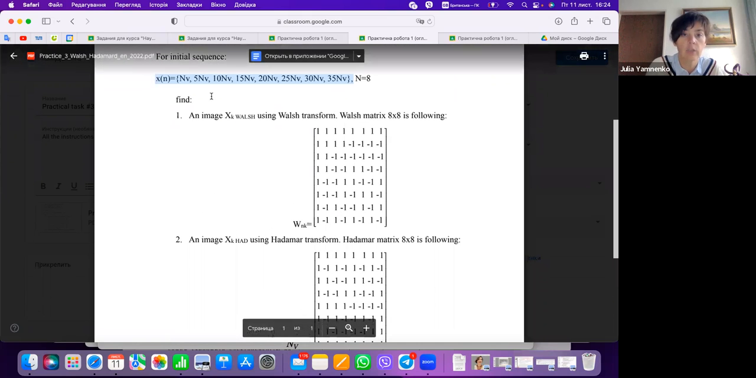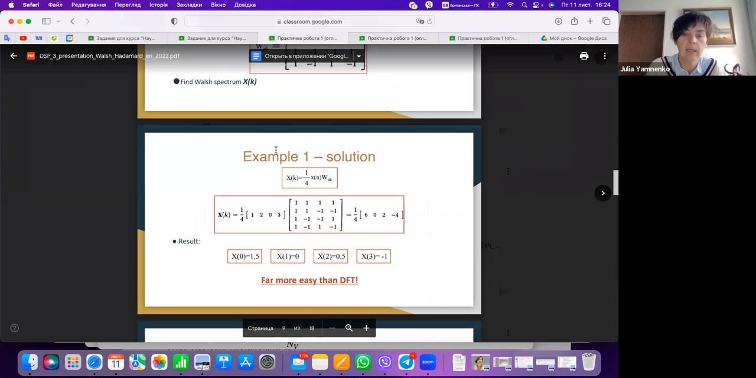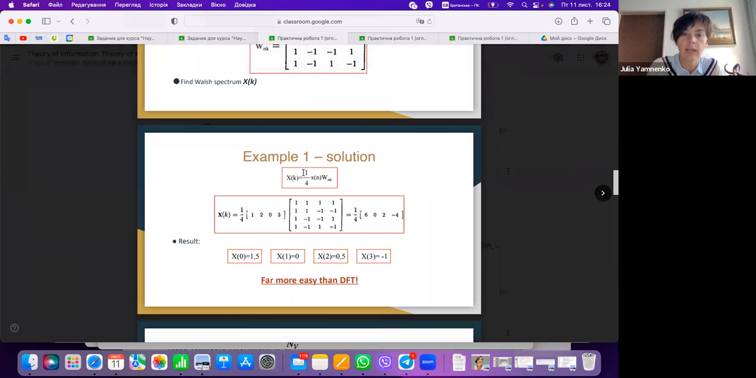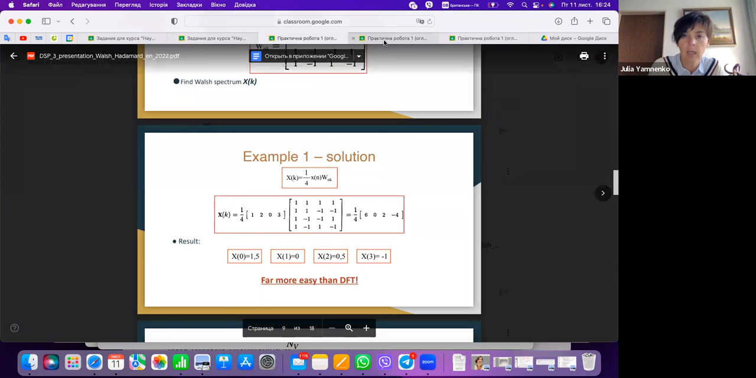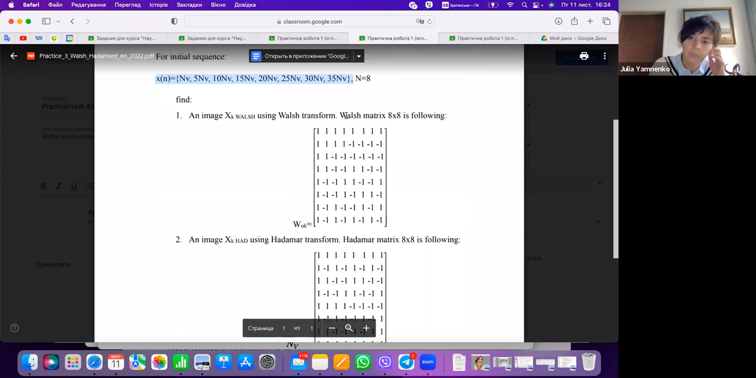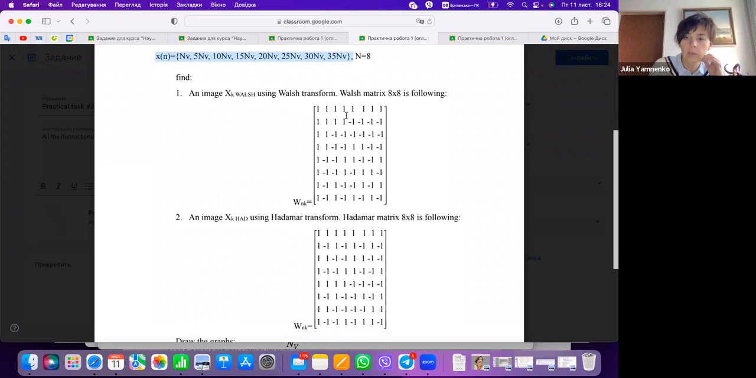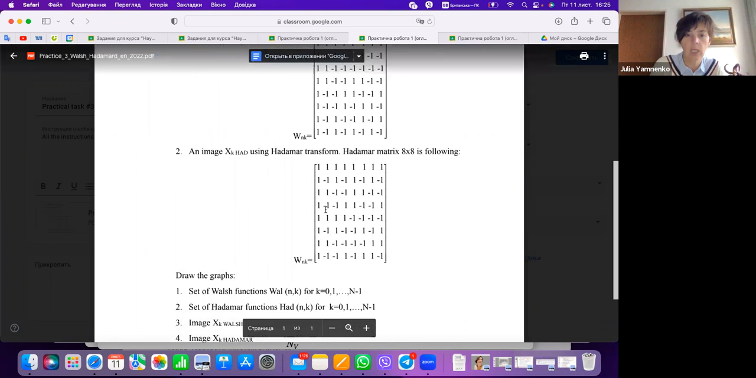You take the original initial sequence here. It is the same initial sequence for the Walsh transform and for the Hadamard transform. And then you do it like in the example. So 1 over 8 in your case, not 1 over 4 as here. Then your initial sequence, and then the matrix. And the results will be components of the spectrum. The set of these components will be the same, but the order of components will be different for Walsh and Hadamard.